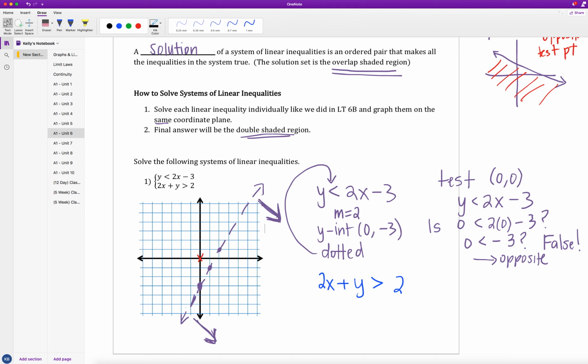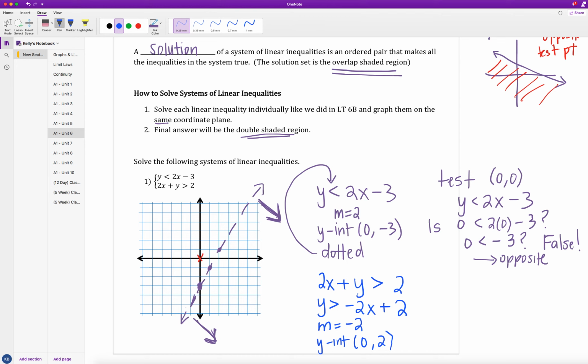Let's look at our second line. We have 2x plus y is greater than positive 2. We need to be able to graph this line, so we need this in slope-intercept form. Why don't you guys pause the video, write this inequality in slope-intercept form, and then find the slope and the y-intercept. To get this line into slope-intercept form, we need to subtract 2x over. That will not change the inequality sign, so we end up with y is greater than negative 2x plus 2. Our slope is going to be negative 2, and our y-intercept is going to be at 0, positive 2.